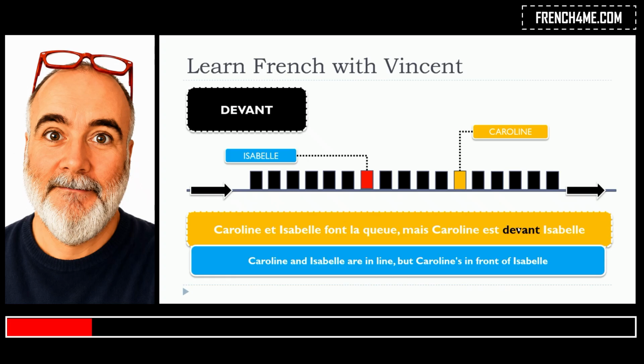So you're talking about the line in that case. Hein? Caroline et Isabelle font la queue. As you can see, many people are there. Mais Caroline est devant Isabelle. So in that situation, it will be totally possible to say devant Isabelle. Caroline et Isabelle font la queue, mais Caroline est devant Isabelle.